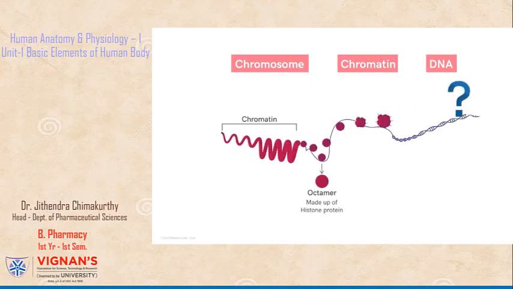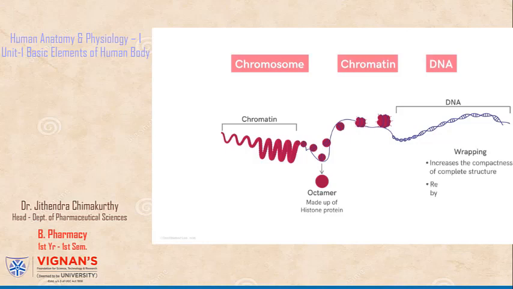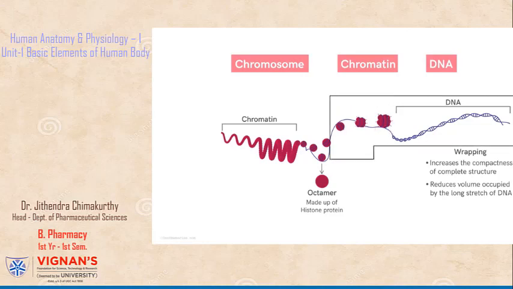And what about this string? Well, that's our DNA molecule. Yes, this string-like structure wrapped around the histone octamer is DNA. And why is it wrapped in this fashion? That's because it helps in increasing the compactness of the complete structure. The wrapping reduces the volume occupied by the long stretch of DNA, keeping its length intact. So it's the DNA which, along with the proteins, forms the chromatin structure.